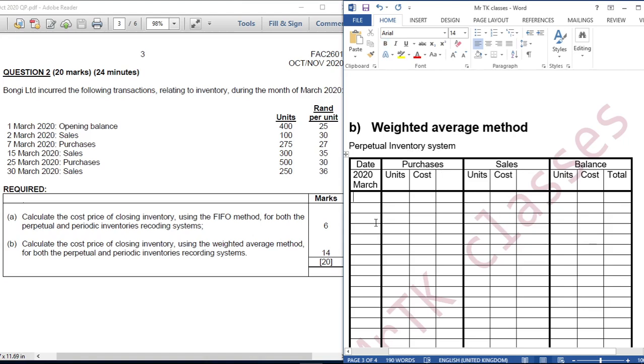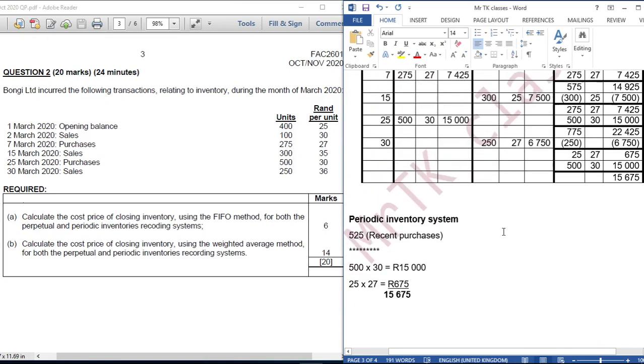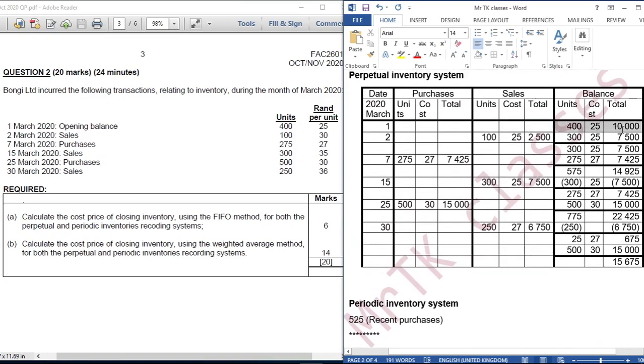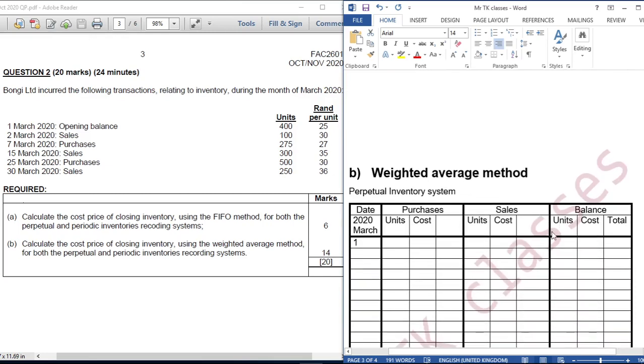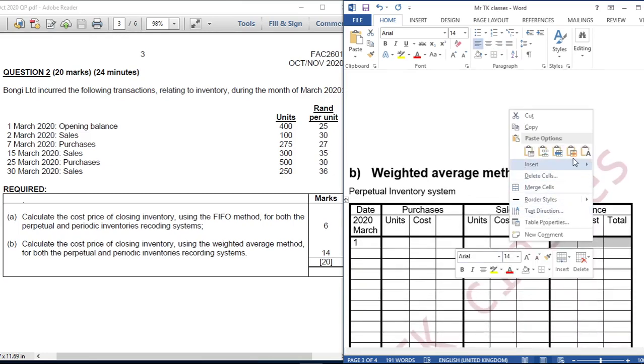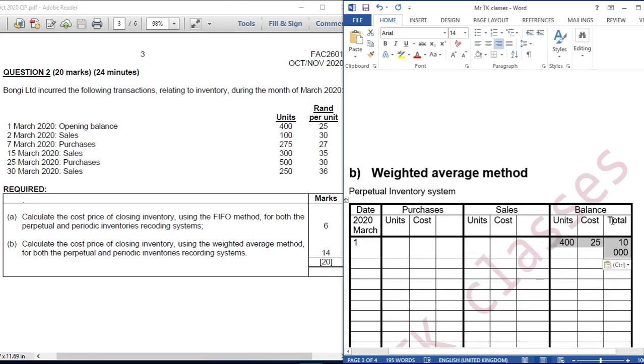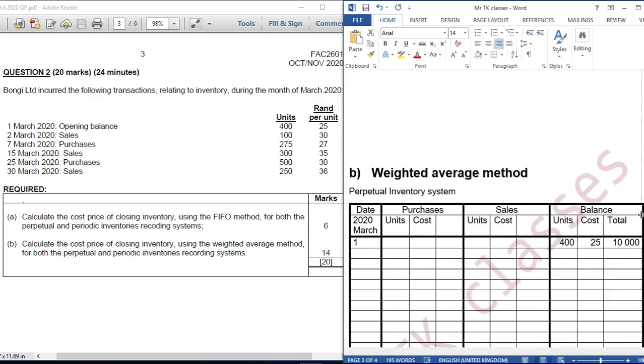Okay, so on 1 March, the balance is still the same. We don't need to calculate something that we already have. Let us just take here and paste here because it's still the same question. This is our balance, right? Okay, so now the next thing that happened is sales on 2 March.